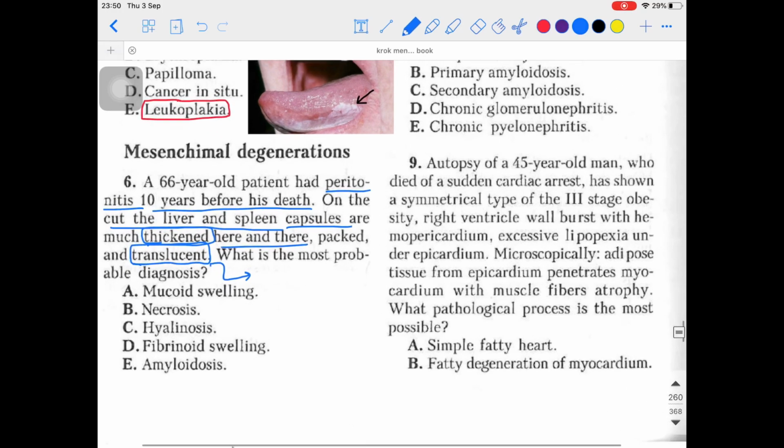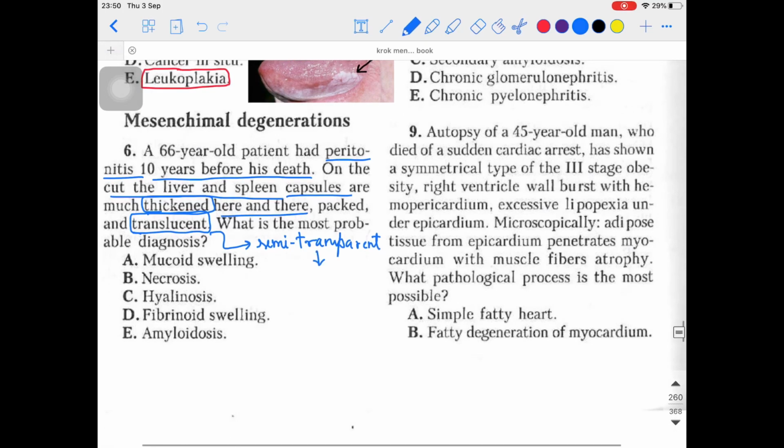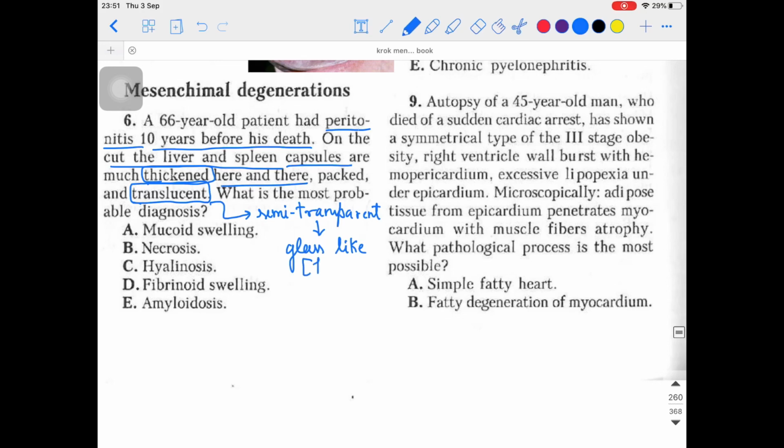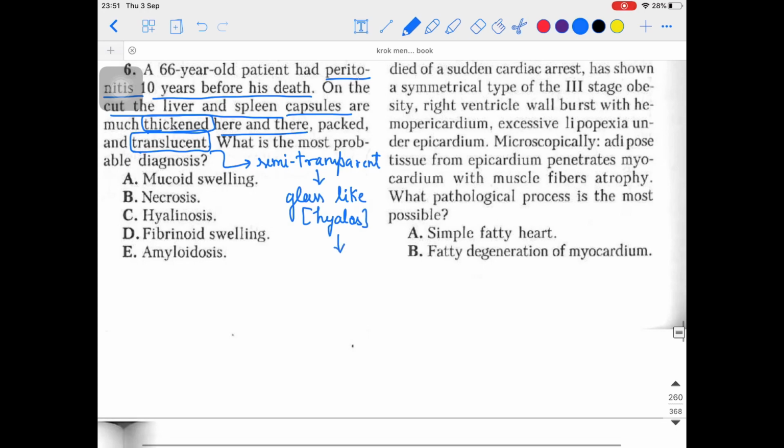You can say translucent, what is that? They are talking about a semi-transparent thing. Where can you find a semi-transparent thing? A glass-like structure. What do you mean by that? Glass-like structure means hylos in Greek. Glass is transparent, a glass-like structure. And an abnormal condition of this hylos will be called hyalinosis. So what you need to pick up over here is that they are talking about the translucent thing.